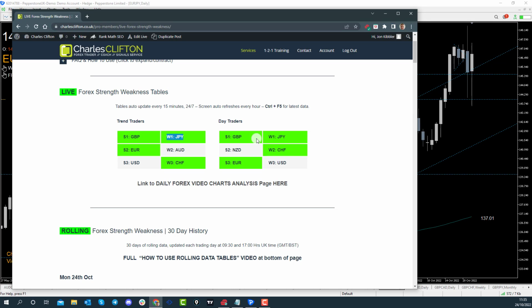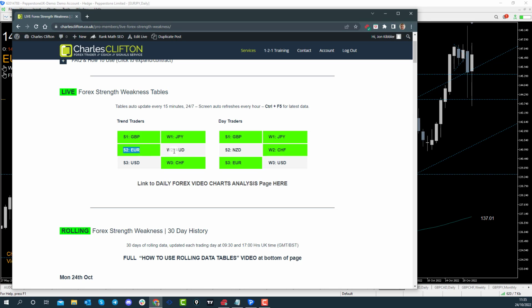We can see that the yen has topped both tables here, which is quite interesting because the yen actually had quite an aggressive move on the end of play on Friday. Now the Bank of Japan have said even if they have intervened, they wouldn't tell us that they've intervened, so we can only assume that the Japanese central bank has intervened because of the large movement in yen. But the live Forex strength and weakness tables are showing us that the yen is the weakest currency at the moment.